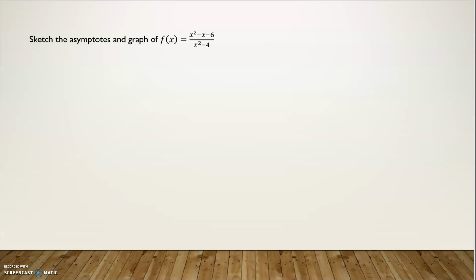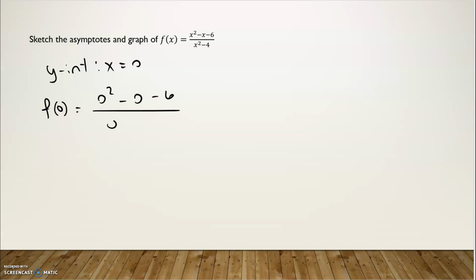All right, now let's graph this one right here. So I'm going to find the y-intercept. So x is equal to 0. So that's going to be f of 0 is equal to 0 squared minus 0 minus 6 over 0 squared minus 4. So it looks like I have negative 6 over negative 4. Cancel out the negatives, take out a 2, so 3 over 2. Okay, so we have a y-intercept of 3 over 2 comma 0. Oh, I have that backwards. 0 comma 3 over 2.